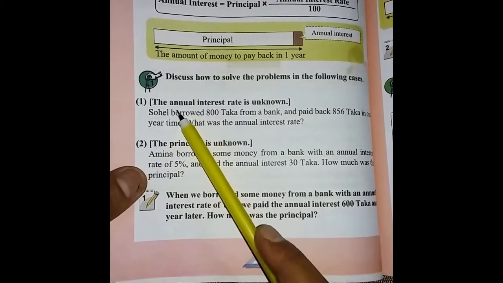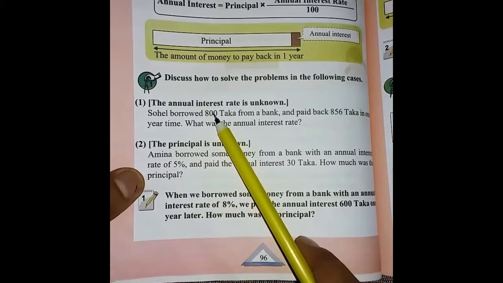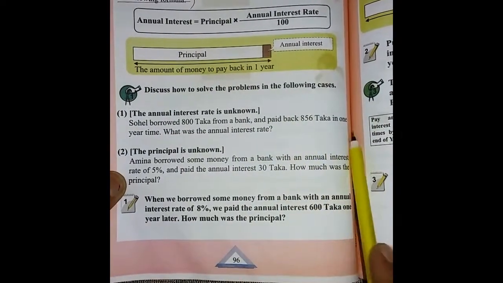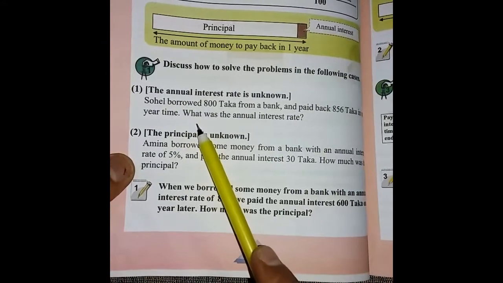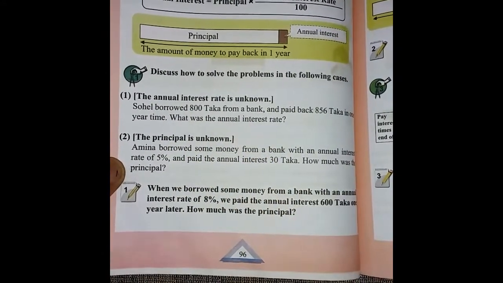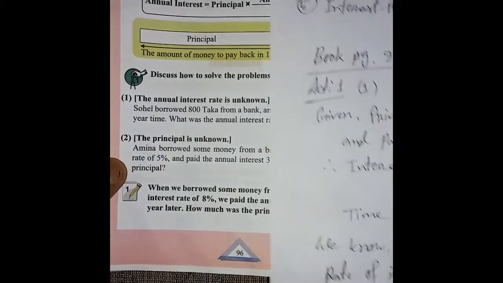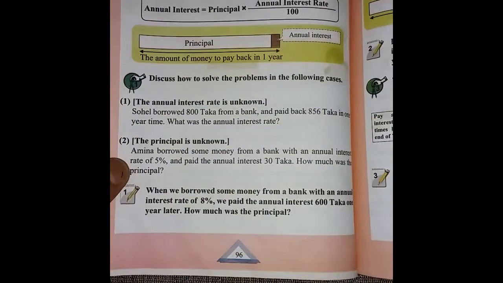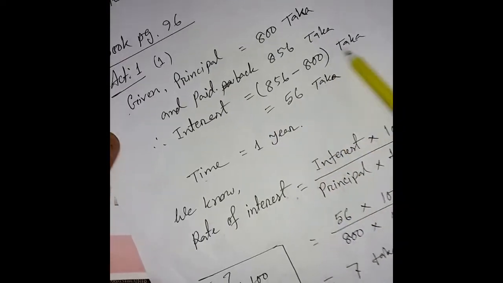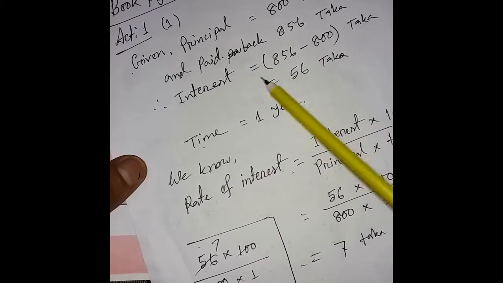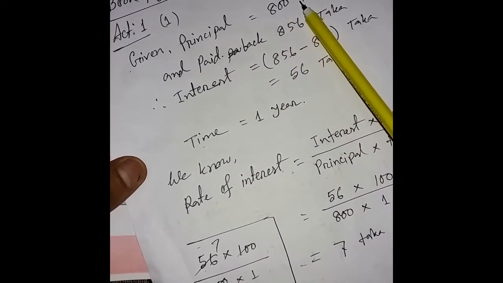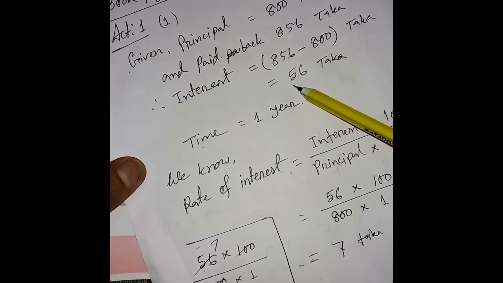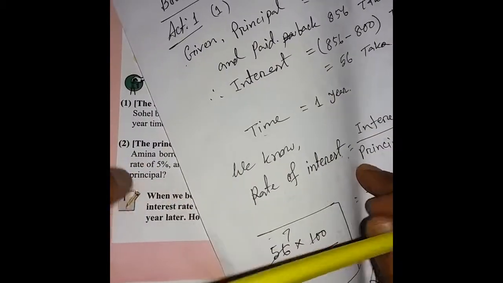Let's read it attentively. Sohel borrowed 800 taka from a bank and paid back 856 taka in 1 year time, ek bochor. What was the annual interest rate? I said that you have to remember the formula. So first of all you have to write given principal equals 800 taka, already given, and he paid back how much? 856 taka. So the difference is the interest. Look here, we took 800 taka, you gave 856 taka. So subtracting the 800 taka principal from the total paid back, you will find the interest 56 taka, right?